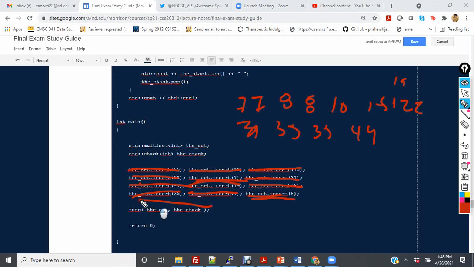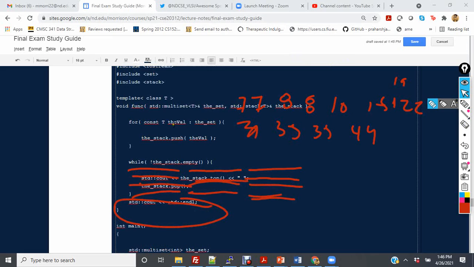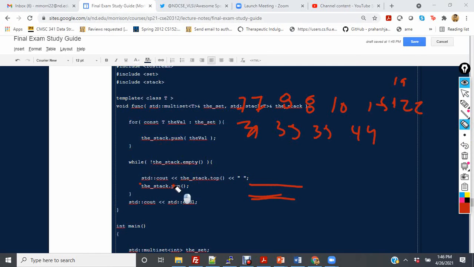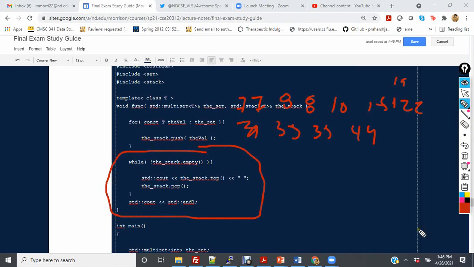So now what we're going to do is we're going to pass this to a function. In this function, we're going to see that we pass the multi-set, and then we iterate through the set and push the elements onto the stack. So it ends up going backwards. And then we pop the elements off of the stack here and print them out. So we get them in the opposite order.